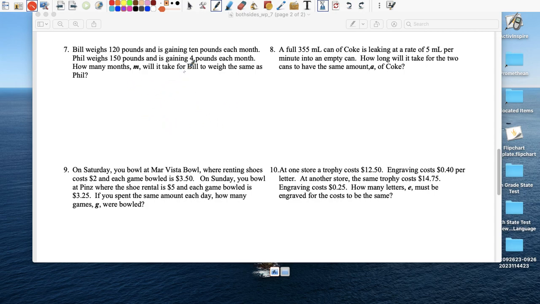Bill weighs 120 and is gaining 10 pounds each month. Yikes. Phil weighs 150 and is gaining 4 pounds each month. How many months will it take for Bill to be the same weight as Phil? Hopefully they're working out and they're getting muscles.